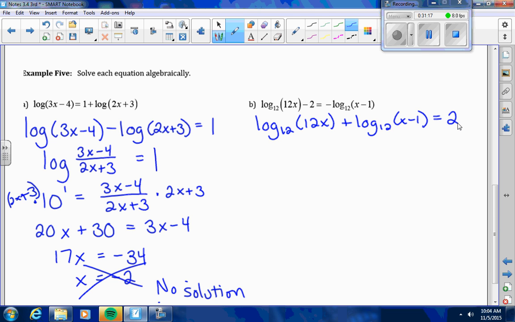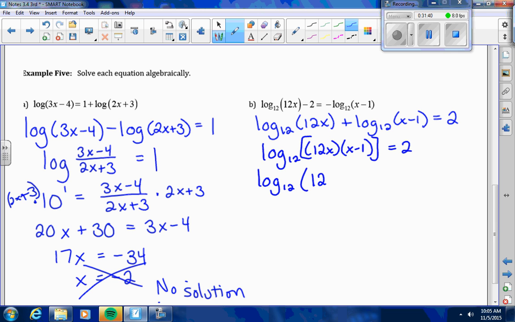On the left-hand side with those two logarithms, what can I do with those? I can multiply them and turn it into a single logarithm. So log base 12 of 12x times x minus 1, and that equals 2. So let's go ahead and multiply that out. So log base 12 of 12x times x, 12x times negative 1 is minus 12x, and that equals 2.